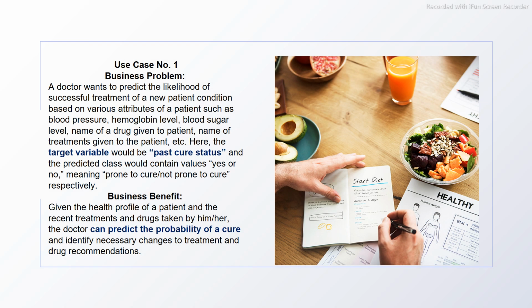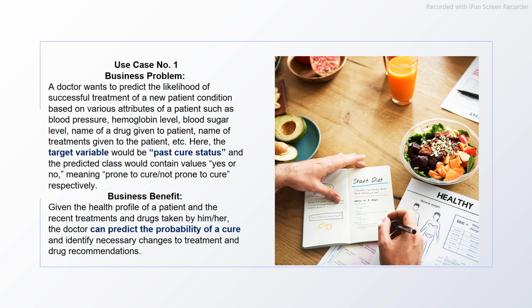When you are working on any logistic regression, just understand, I'm giving you a first case, the business problem. For example, a doctor wants to predict the likelihood of successful treatment of a new patient, based on various attributes of the patient, such as blood pressure, hemoglobin, blood sugar level, and name of the drug given. These are the attributes. And here the target variable would be the past cure status, and the predicted class would contain the values yes and no. So based on the historical data, when a new patient comes in, and through the AI system which we have developed, if you put in the data, whether that patient will be cured or not, that is your business problem.